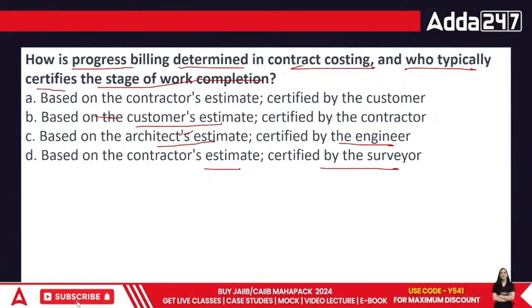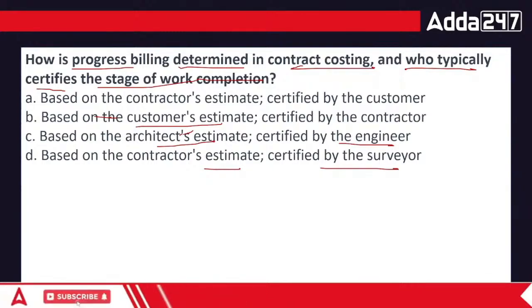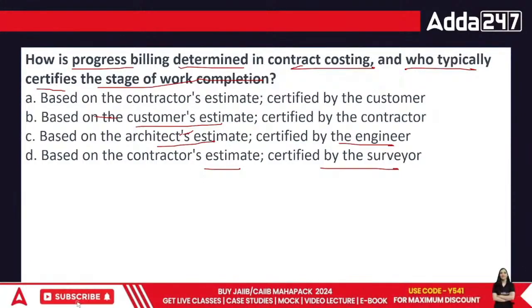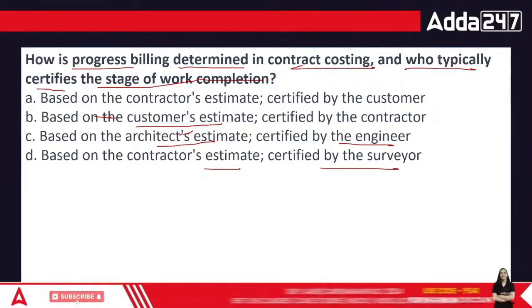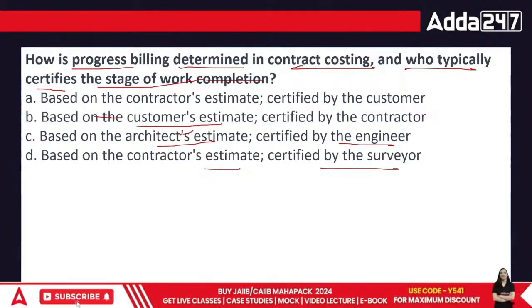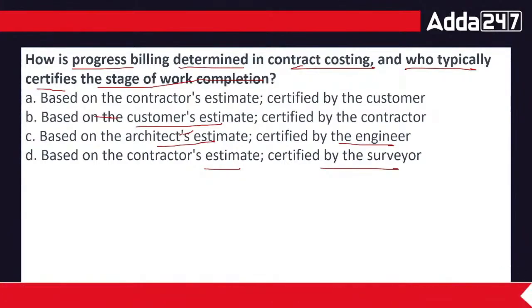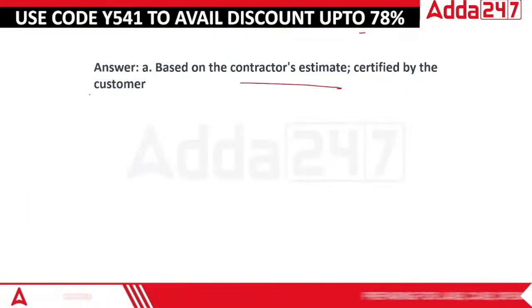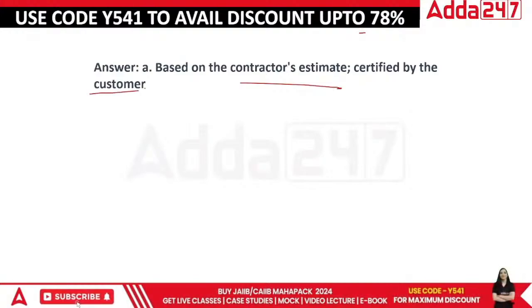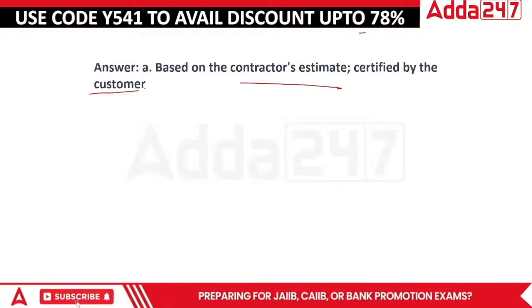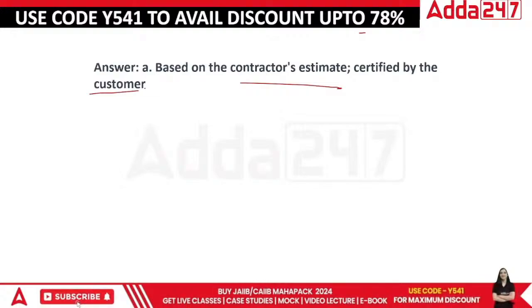Chaliye, then let's move on and look at the answer. The correct answer to this question is the contractor's estimate and certified by the customer. Obviously, the contractor will give us the estimate that this is the part of work which is done, and the certification would be done by the customer first, that okay, this part is done, this part is still left.